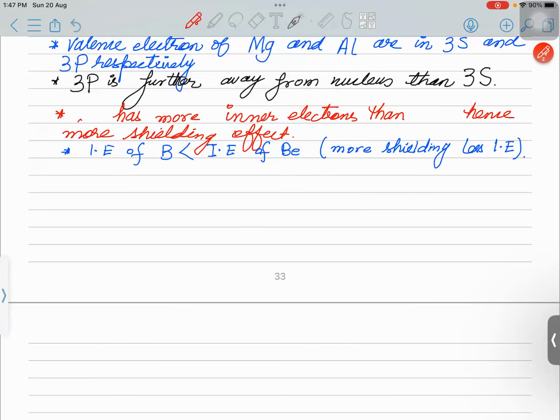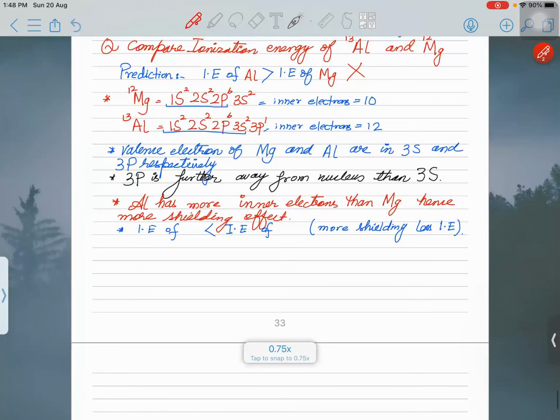Aluminium, very good. Aluminium has more inner electrons than magnesium, hence more shielding effect. So what would be your statement right now? Which one has less ionization energy and which one has more ionization energy? Yes. Aluminium has more shells, so therefore more shielding and less ionization energy. And that's why magnesium has more than aluminium. So ionization energy of magnesium is greater, right?